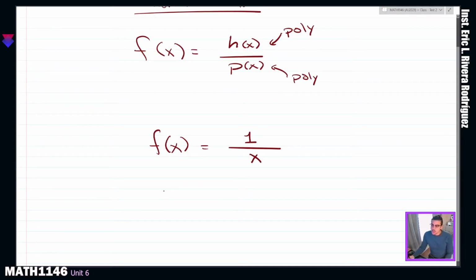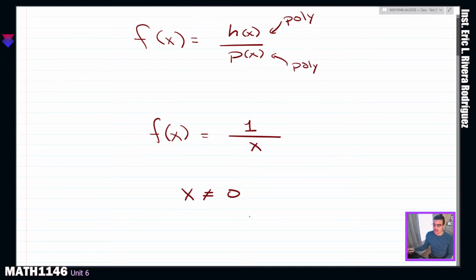So what happened with a rational function? The first thing that happens is that we have one restriction, and that restriction is that the denominator x cannot be equal to 0. When x is equal to 0 in this function, the value is undefined. So there is a restriction.